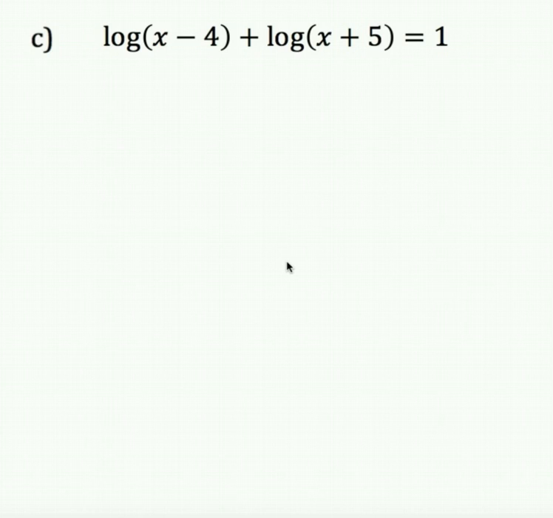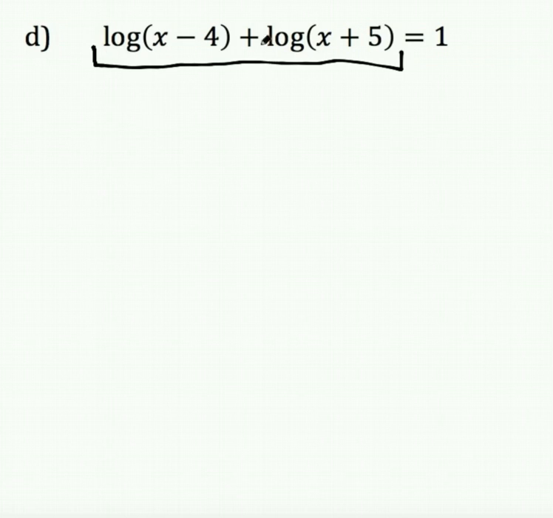Example 3c. For this problem, we're going to solve log of x minus 4 plus log of x plus 5 is equal to 1. Now notice what's different about this problem is we have two separate logs. So before we can really proceed to solve for x, we need to combine or condense this into one log. So we're going to condense, which goes back to what we did in section 4.3.